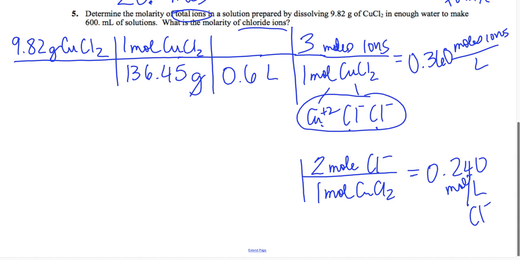All right, so you will commonly be asked in the more advanced problems to find the number of moles of nitrate ions. Don't freak out. Find the molarity of your compound first, and then however many nitrates are in that substance. Okay, it's a very common thing that will show up.